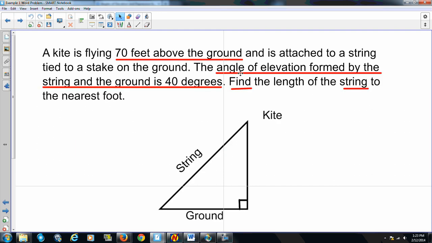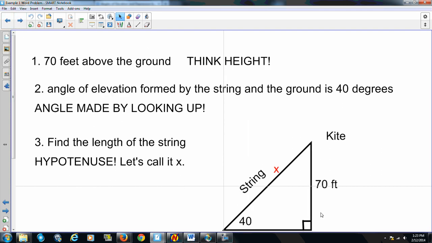So here I underlined a lot of the important information that helped me see what the picture should look like. I have a kite is flying. Well, if a kite is flying, it's got to be in the air. So I know my kite is going to be at this point on the right triangle. And I know that my ground has to be the horizontal. And then here, I know that my string is going to be the hypotenuse. So now I take this picture and I'm going to label it.